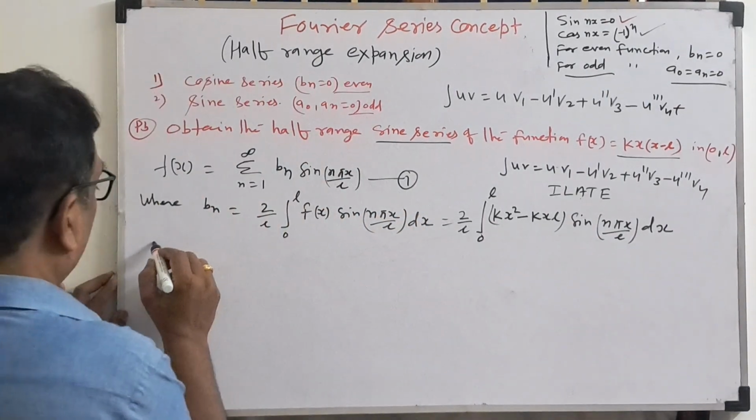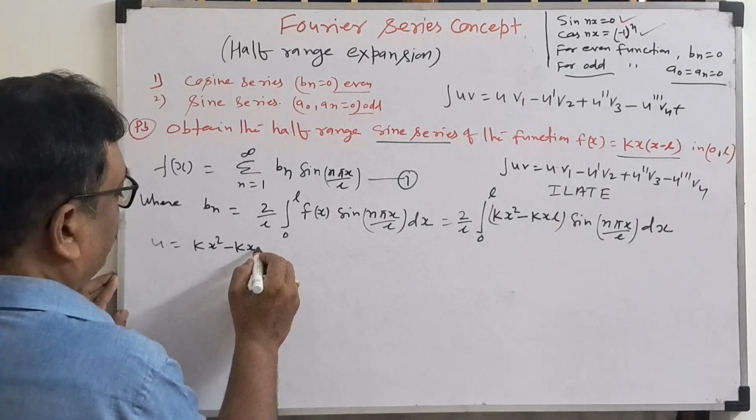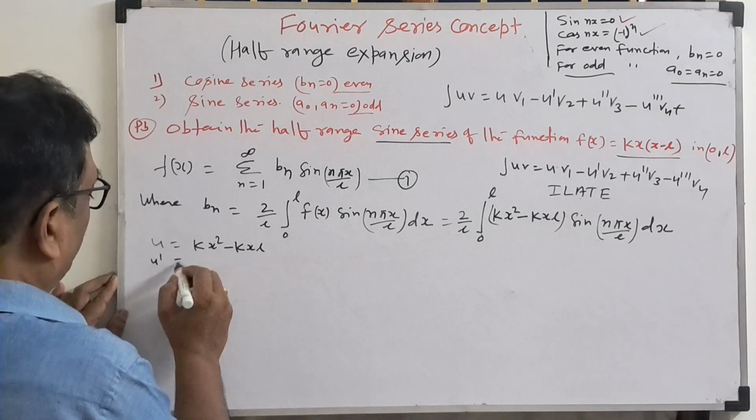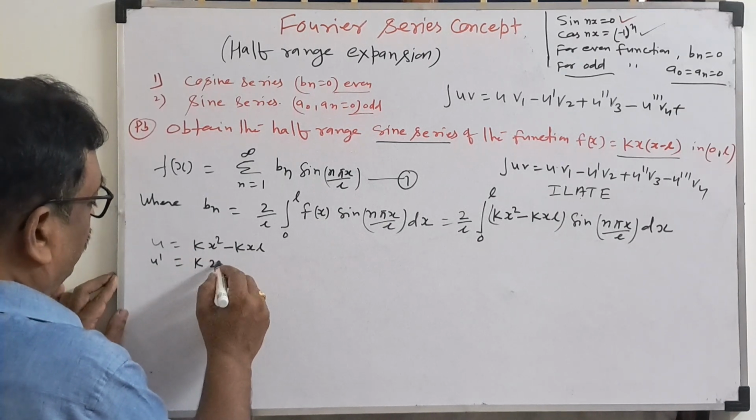So first you take u is equal to kx square minus kxL. Then what is u dash? Differentiate with respect to x. K is constant and 2x.